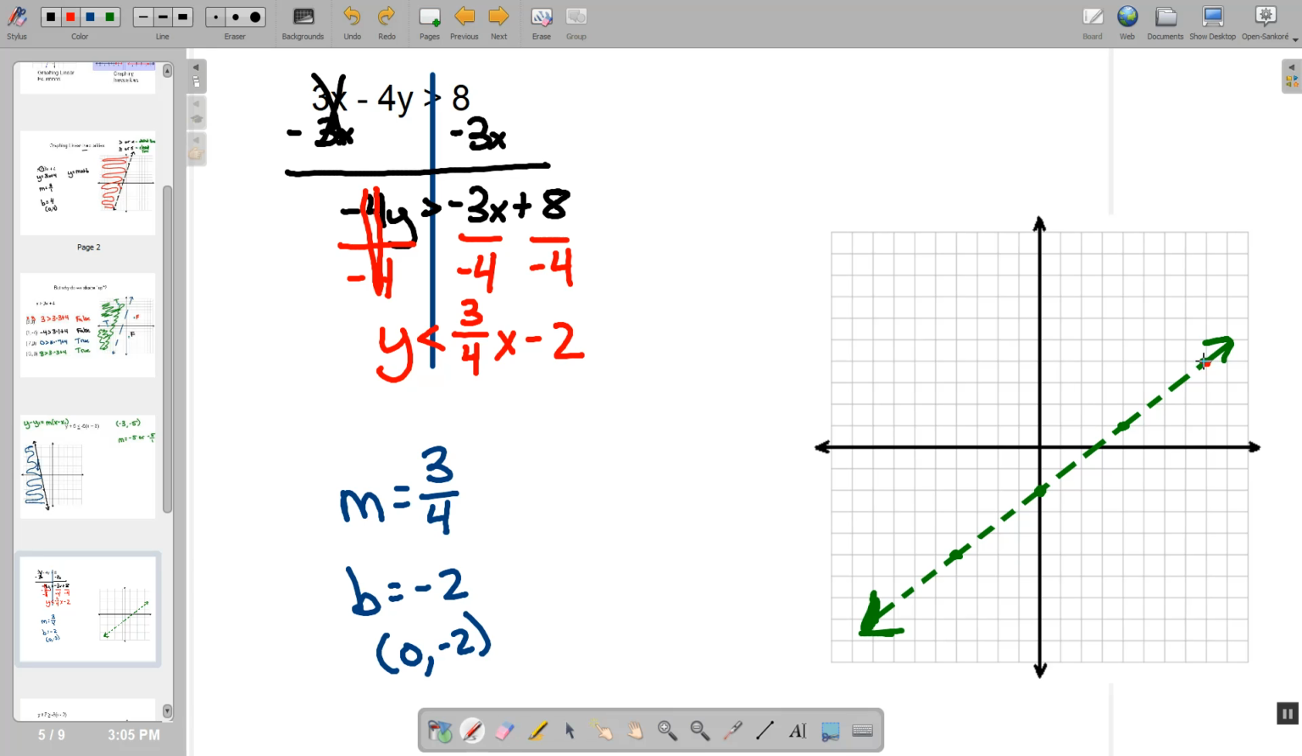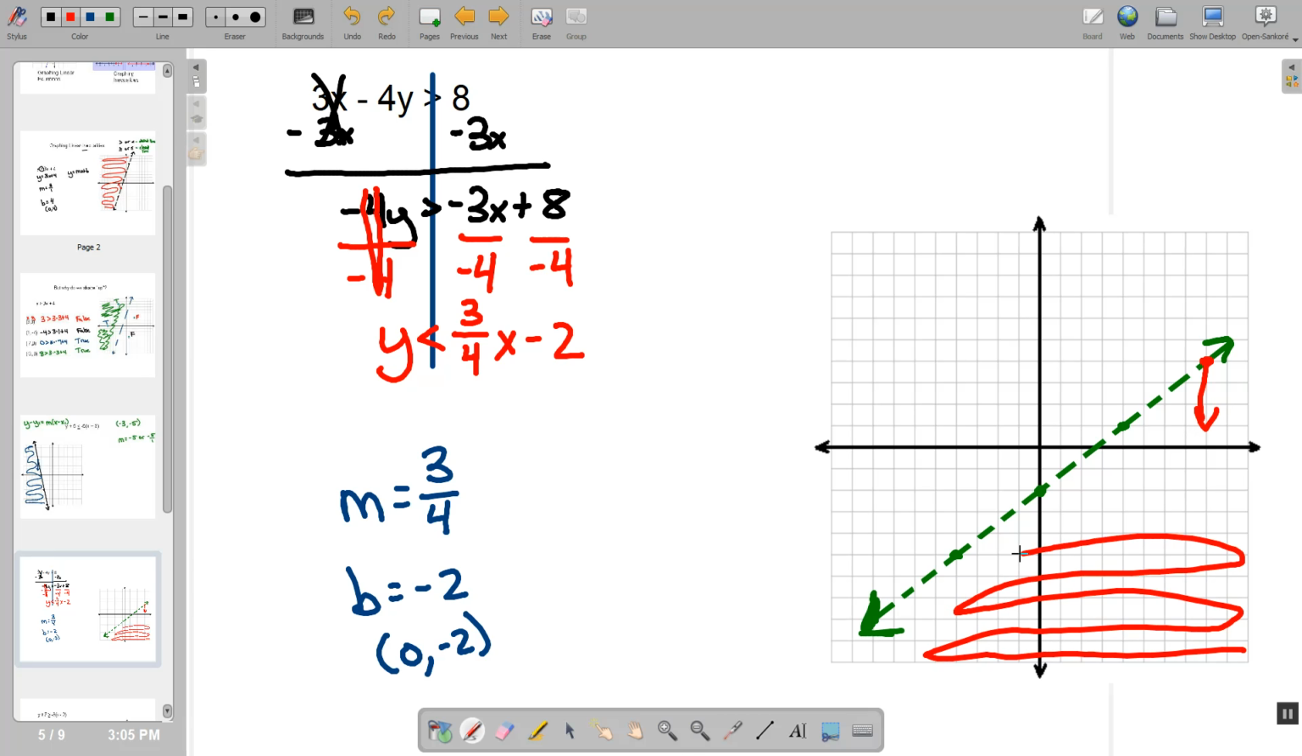I'm going to pick up here this time. And I want to go less than or below that point, which means I'm going to shade everything down in this region.